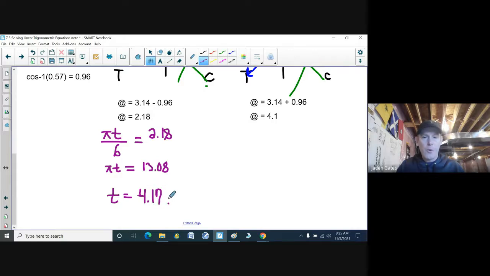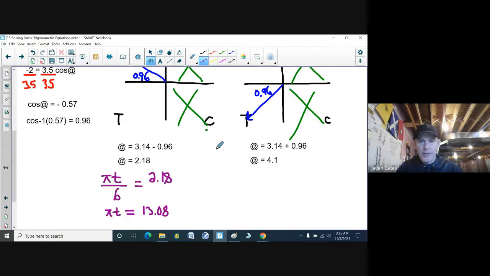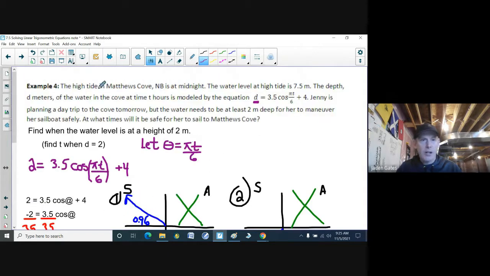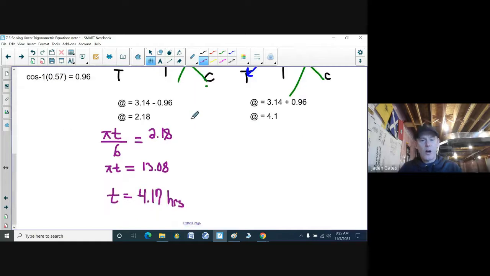So that's 4.17 hours after midnight, because I believe that's when the high tide comes in here. Let's see here. Yes, high tide's at midnight. So at 4.17 hours after midnight, the water level will be at 2 meters. So that's probably around 4:10 or 4:12 in the morning.